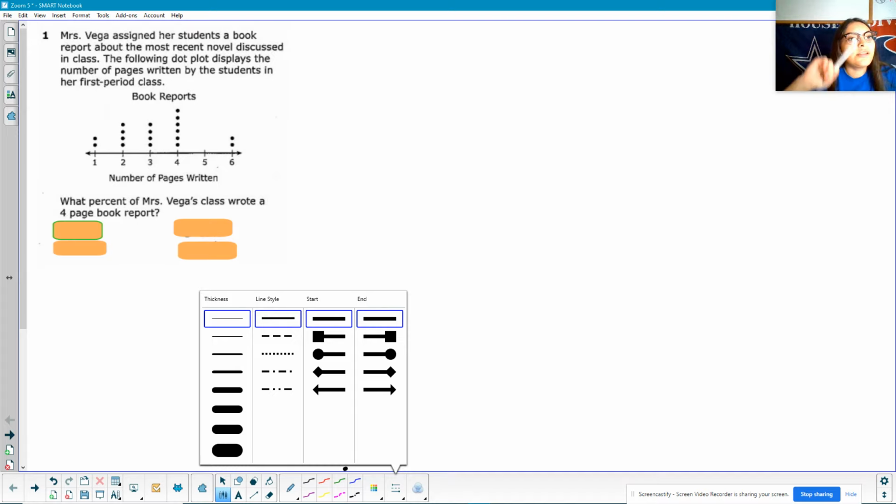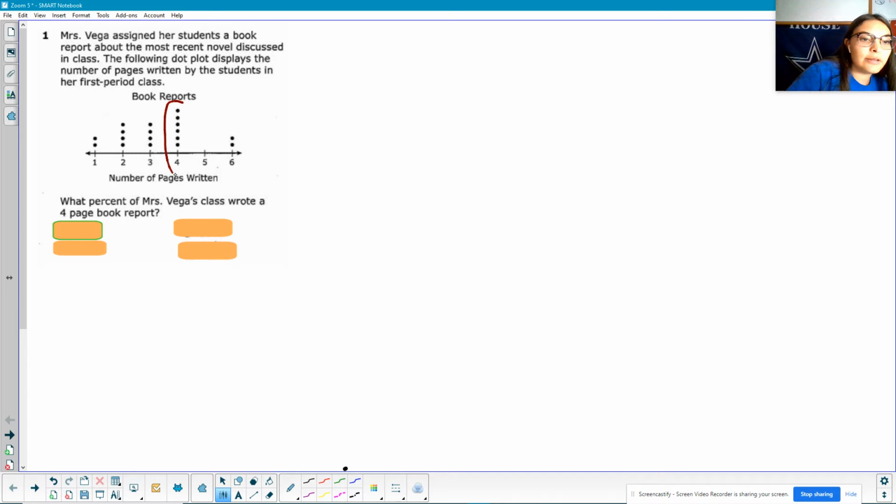Nothing to it. So Miss Vega assigned her students a book report about the most recent novel discussed in class. The following dot plot displays the number of pages written by the students in her first period class. And the question is asking, what percent of Miss Vega's class wrote a 4-page book report? Here are the number of students who wrote a 4-page report, counting the dots: 1, 2, 3, 4, 5, 6.